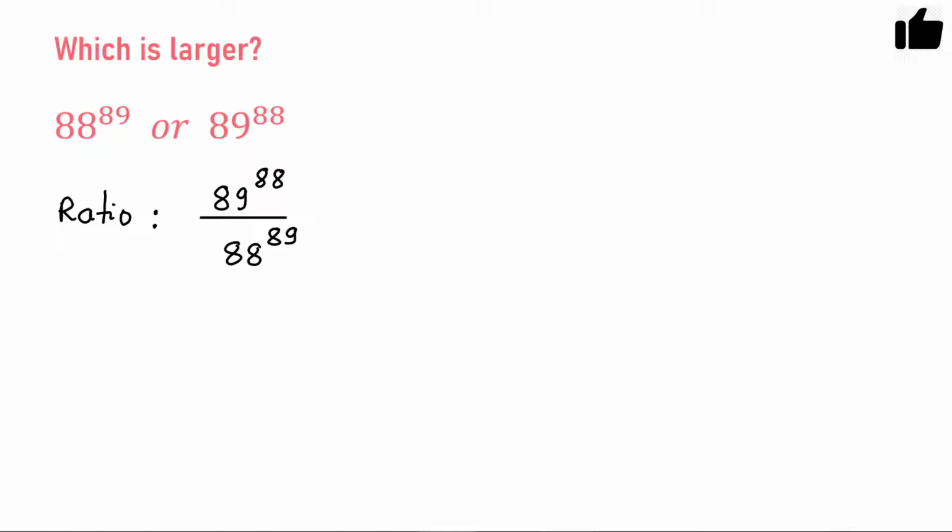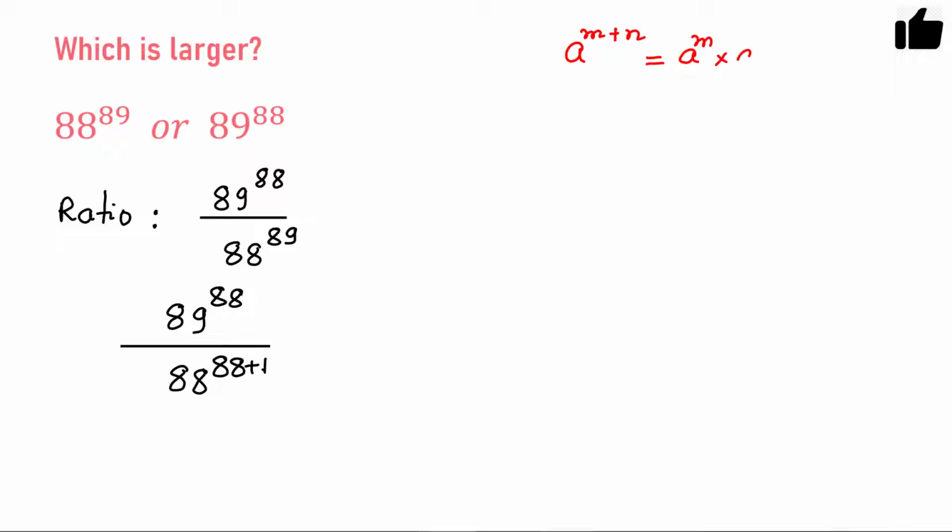Now let us simplify a little bit. So you have 89 raised to the power 88, and in the denominator you can write 88 raised to the power 88 plus 1. And if you remember rules of exponent, if you have a raised to the power m plus n, this can be written as a raised to power m times a raised to power n. So if I use this, I can rewrite this as 89 raised to the power 88 and this is 88 times 88 raised to the power 88.